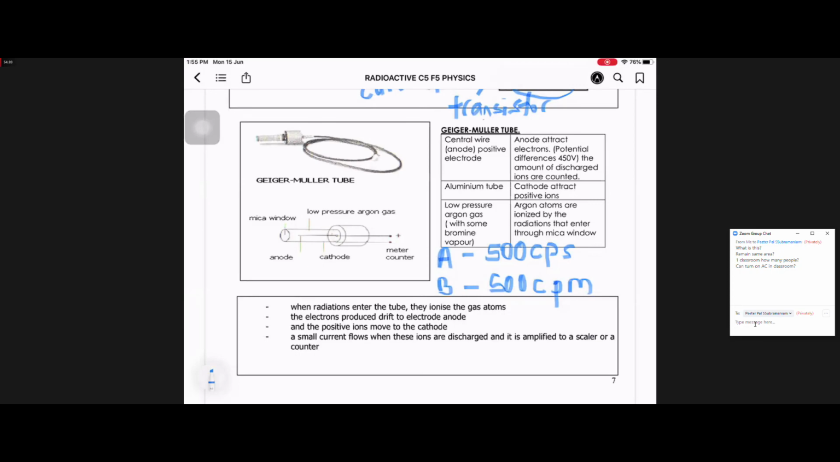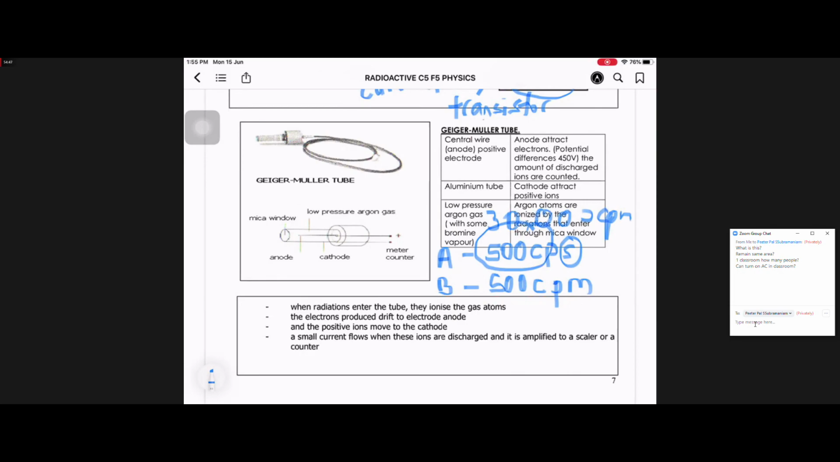A, definitely A, because it's emitting 500 counts in 1 second. That means in 1 minute, it's going to emit almost 30,000, correct? Yeah, 30,000 counts per minute. So A is actually a stronger emission. All right. Any question, anyone?